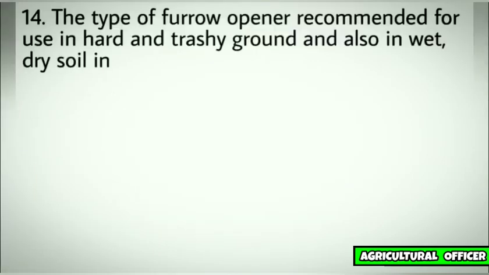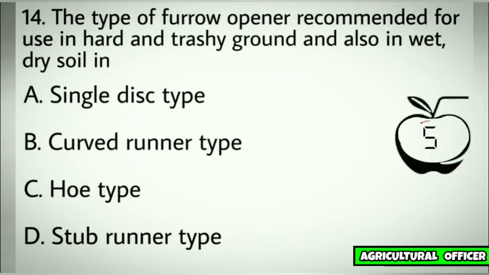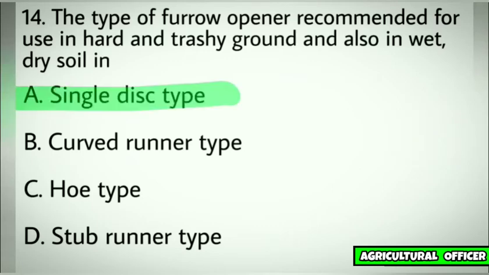Question number 14. The type of furrow opener recommended for use in hard and thrashy ground and also in wet, dry soil in options: A. Single disc type, B. Curved runner type, C. Hoe type, D. Stub runner type. Correct answer: A. Single disc type.